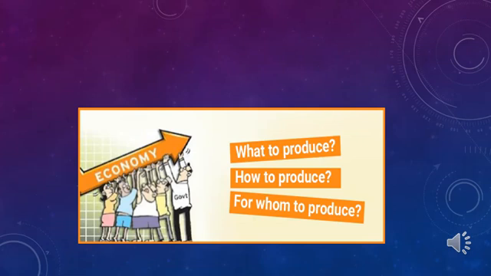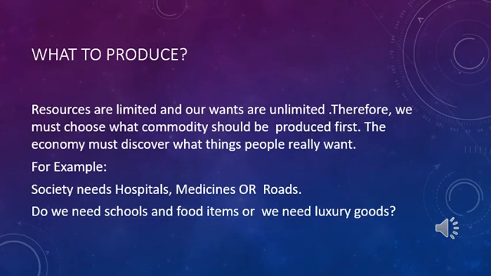What to produce? How to produce? For whom to produce? What to produce? Resources are limited and our wants are unlimited. Therefore, we must choose what commodity should be produced first. The economy must discover what things people really want. For example, society needs hospitals, medicines, or roads. Do we need schools and food items or do we need luxury goods? What do you think, students?